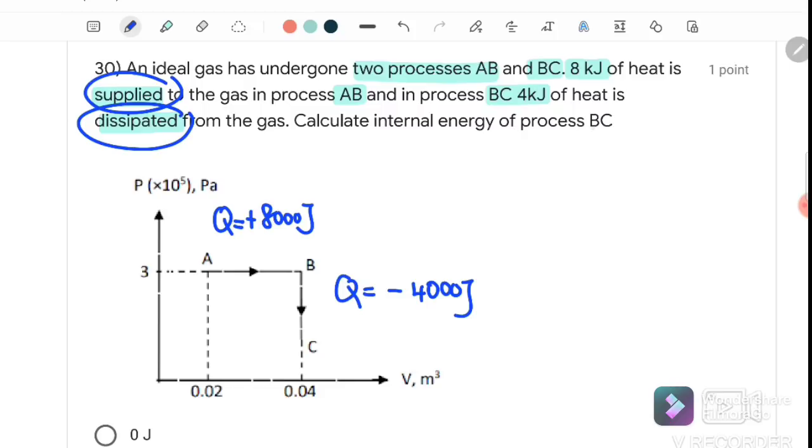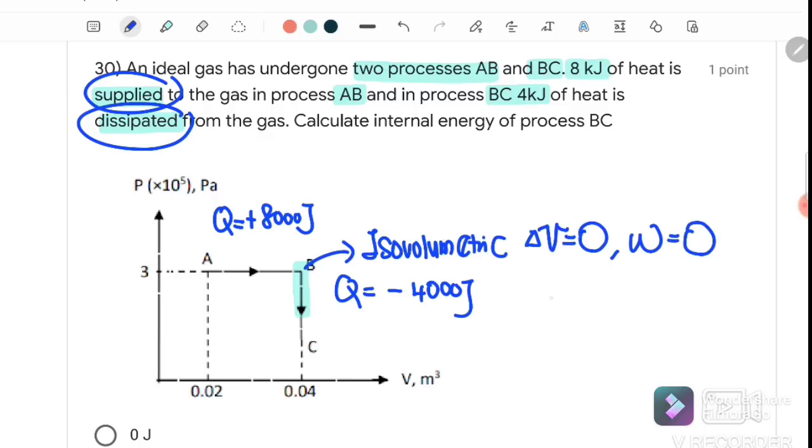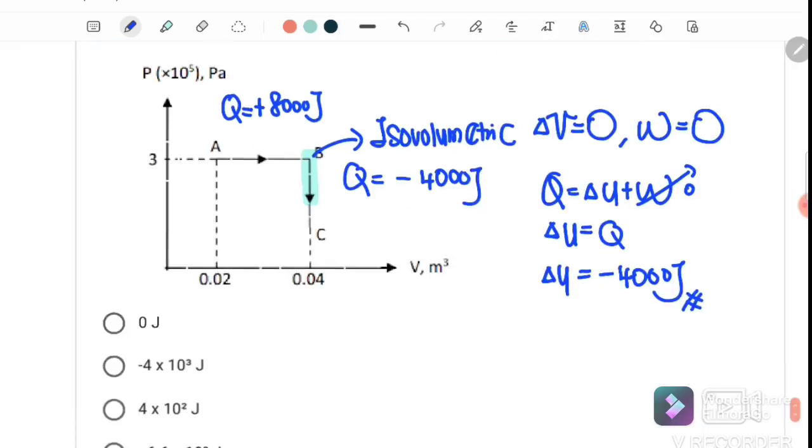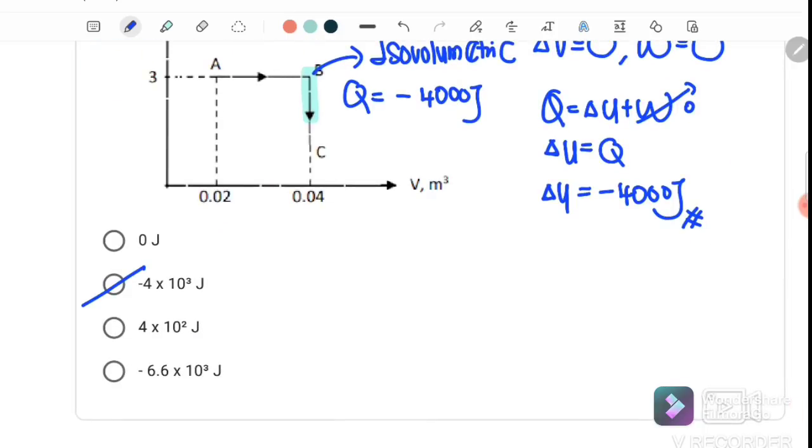Calculate the internal energy change of the process BC. So we only want to find the internal energy of the process BC. Since B to C is isovolumetric, meaning that delta V is equal to 0, the work done also equals 0. Q equals the change of internal energy plus work done, so our delta U is equal to Q because work done is equal to 0. Therefore, delta U is equal to negative 4,000 joule. So the answer here is B.